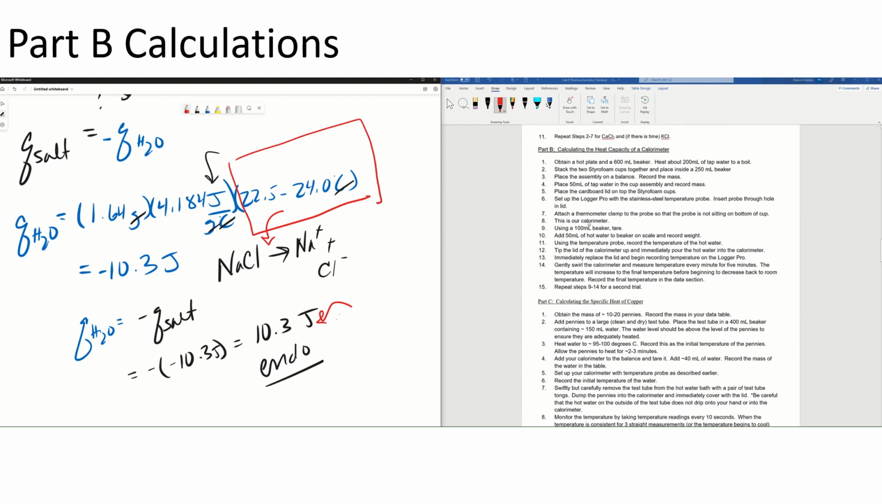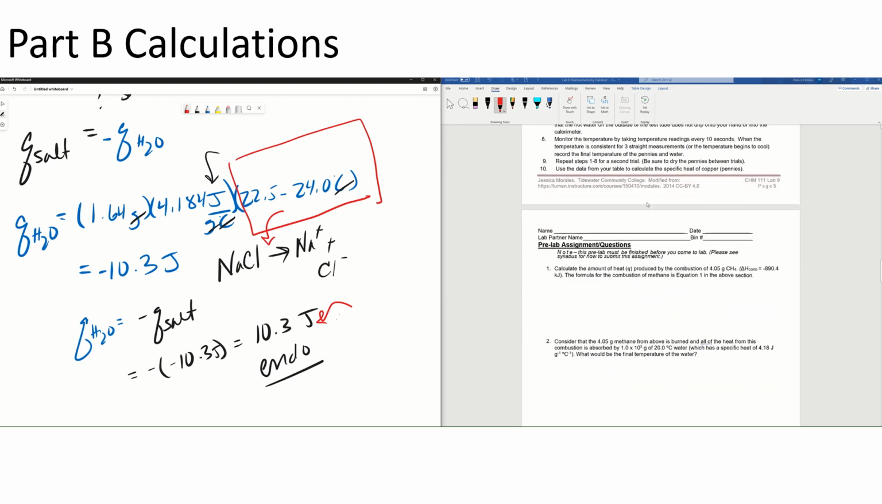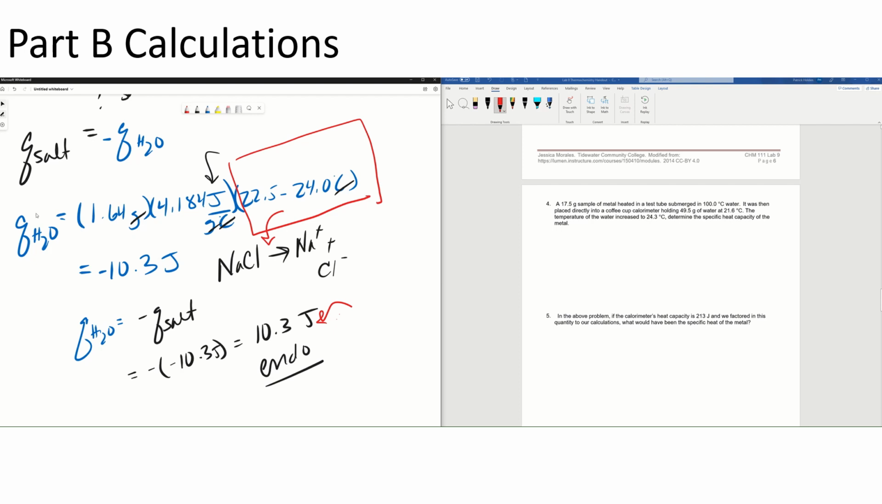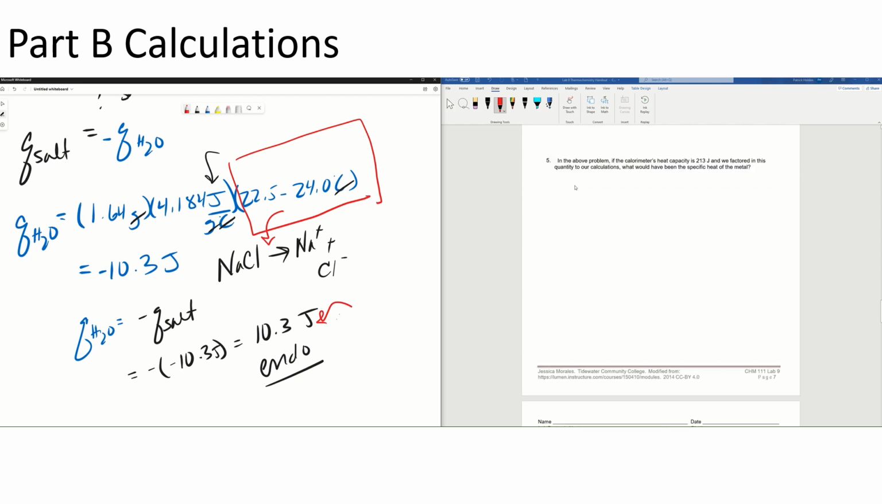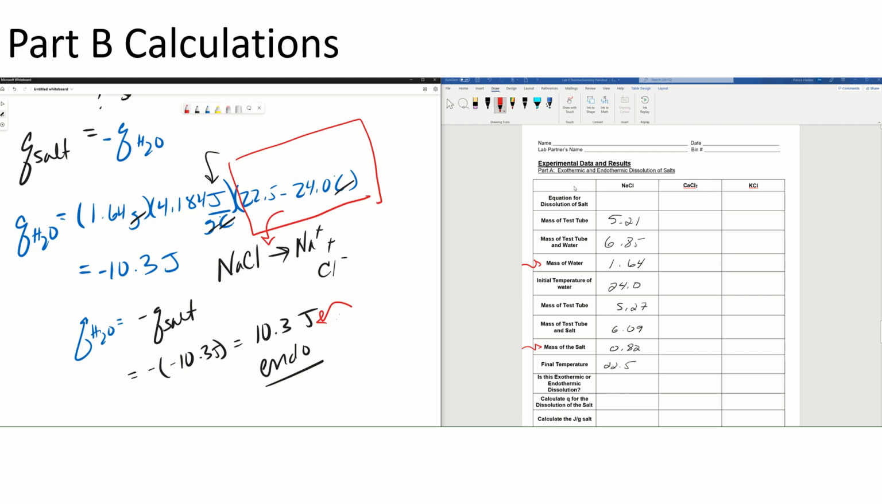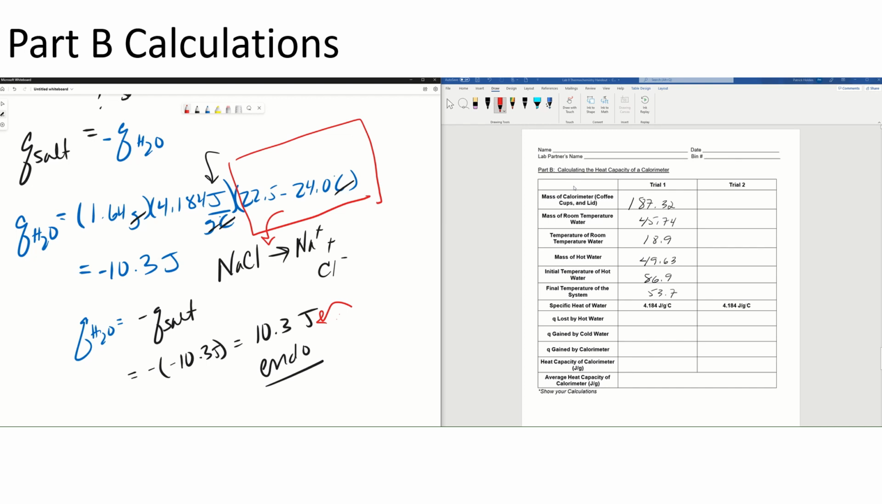For part B, what we're doing is we're trying to determine the heat capacity of the calorimeter. Remember, ideally we want all the heat to transfer from, say, our salt to our water, or from our hot metal into our water, but some of it is going to be absorbed by the calorimeter, and so what we have to determine is how much of it is absorbed by the calorimeter. So that's what we're doing in part B. We're going to determine the Q, the heat gained by the calorimeter, and then use that information to calculate the heat capacity of the calorimeter in joules per gram.